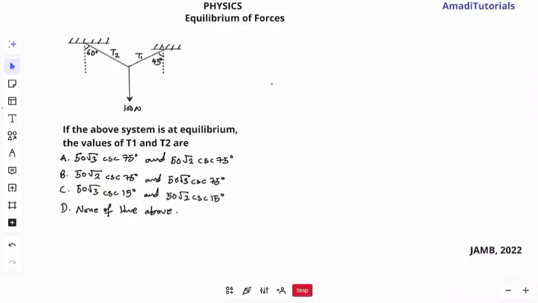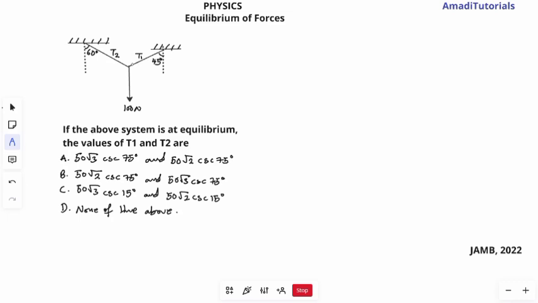We're going to answer this question briefly. So this question says here, if the above system is at equilibrium, the values of T1 and T2 are. So this is a system that is in equilibrium.